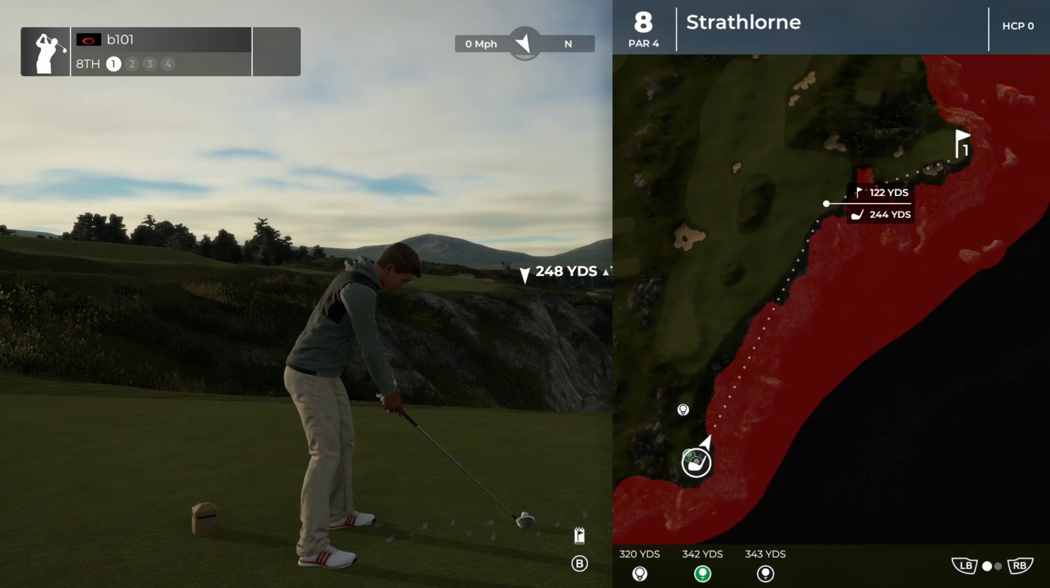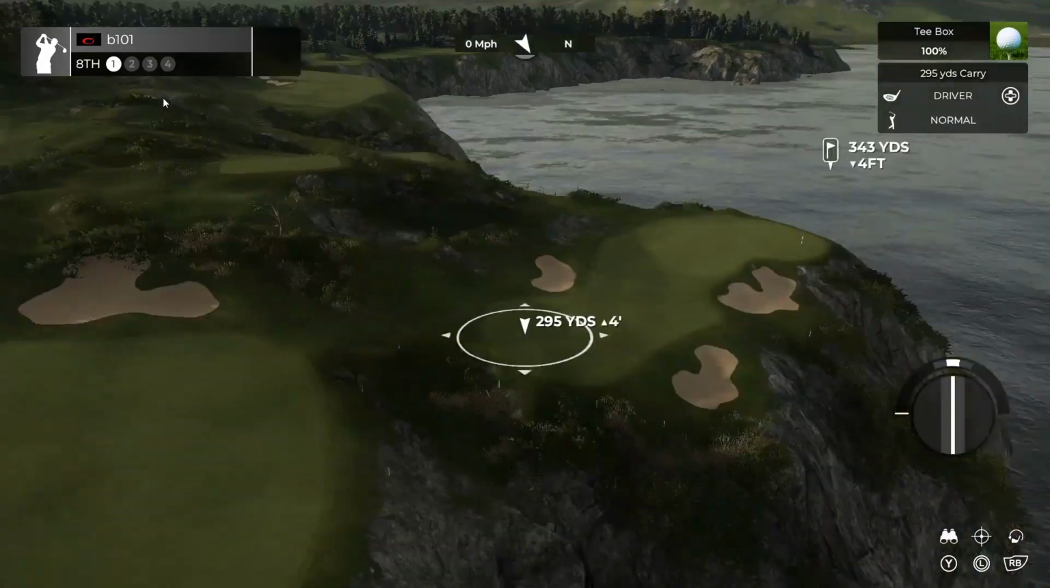Now if we look at the overhead as well, you've got out of bounds, as you would expect, all the way along the cliffside, but also part of the ravine. You can clear it with the longest drivers, but not necessarily just the very longest. And you can actually drive this green if you land just about here. So we'll have a little look at that.